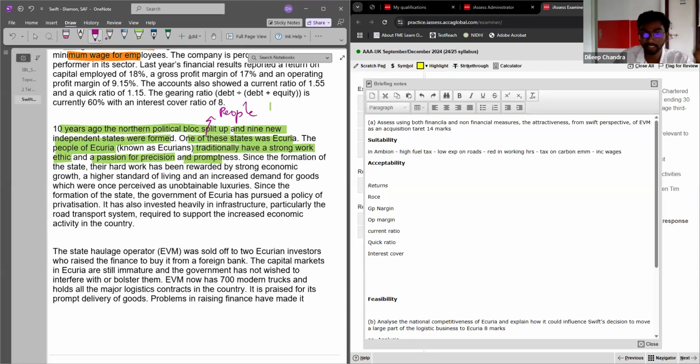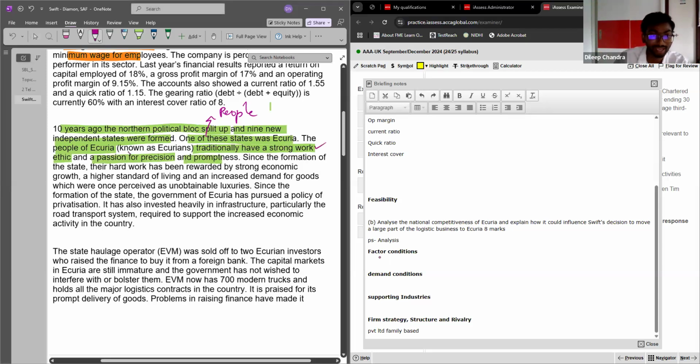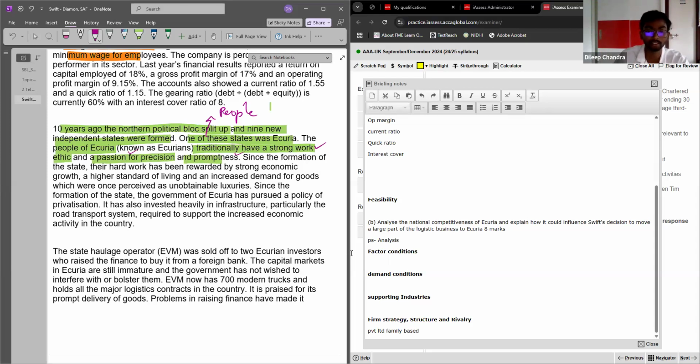So this is kind of giving me hints for my second answer under factor conditions. What kind of people are there? They have strong work ethic and they have passion for precision. They have passion for promptness. Maybe this is about the factor conditions. You know what? I'll try to develop the skeleton of part B as well. People: strong work ethic.